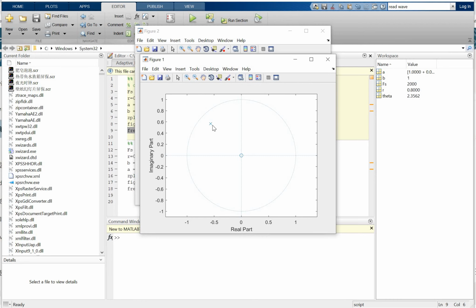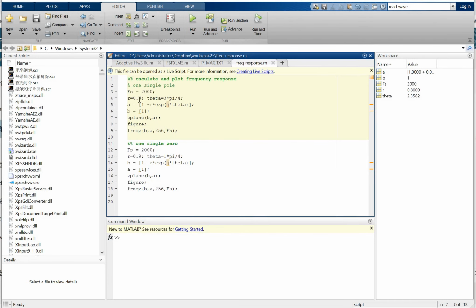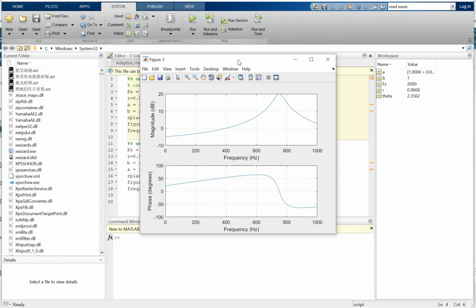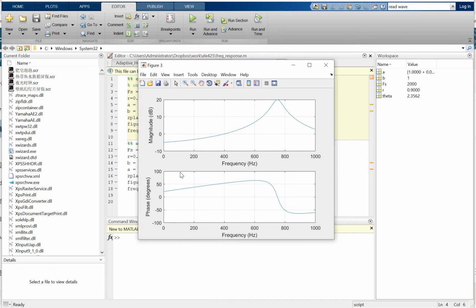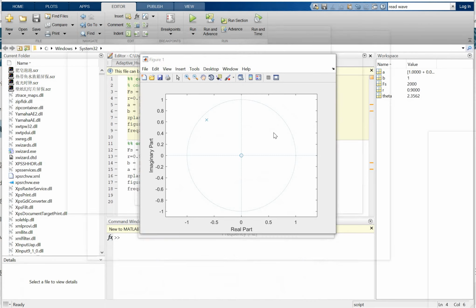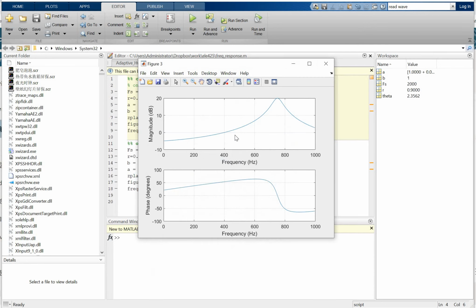So we're going to change this pole's position and see what's going on. There are two things we can change. One is R, another one is theta. So we change R. We make it closer to the unit circle, 0.9. Let's draw it again. This time we can find my pole is closer to the unit circle, and in terms of frequency response, I have a sharper peak, but the position is still at 750 hertz.